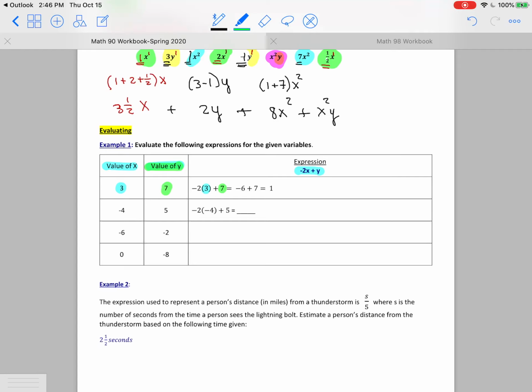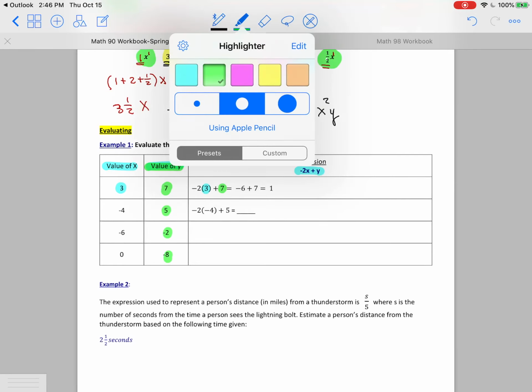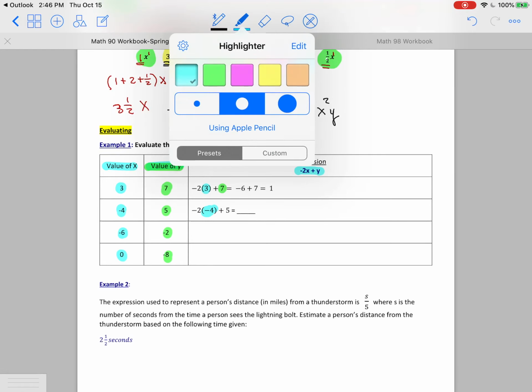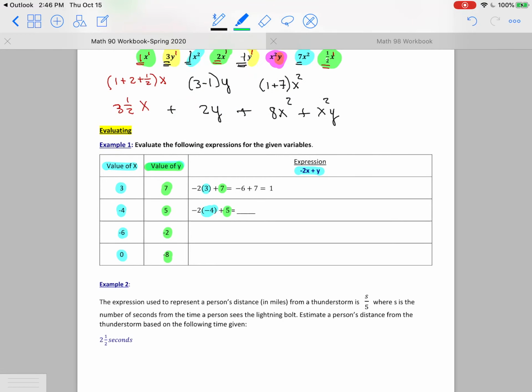Okay, we do the same here. I'm just going to go ahead and pre-color those so I don't have to change back and forth constantly. All right, so we've got a negative 4 in there for x. We put our 5 in for y. Now we have a negative times a negative. Negative 2 times negative 4 is a positive 8, so that's going to be 8 plus 5, which is 13.